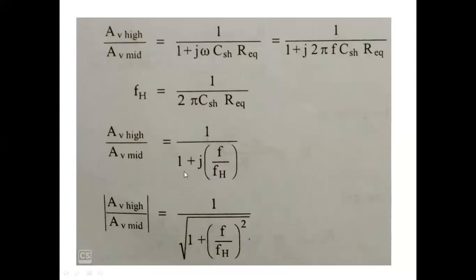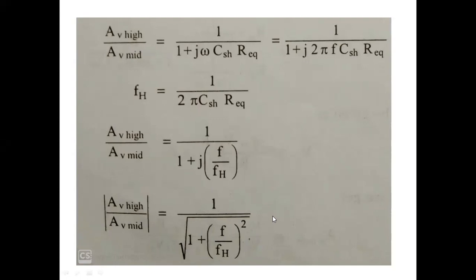Okay, so this is the gain at higher frequency. If you take the magnitude, then we have 1 in the numerator, and in the denominator we have the square root of 1 plus f by fH whole square. That is a square is 1, b square is f by fH whole square. And at f equal to fH, if we substitute fH in place of f, then we have 1 plus 1, that becomes 2, root 2. So AV high is equal to AV mid by root 2.